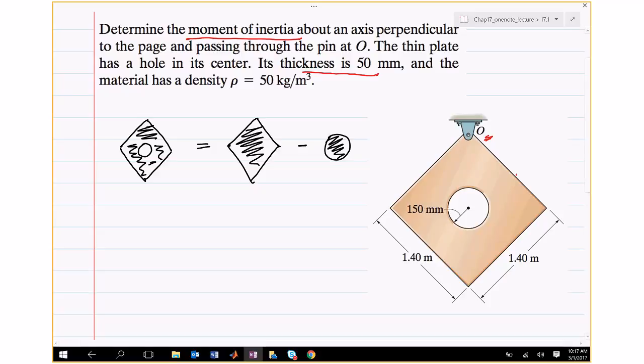Okay, so we are asked to find the inertia about O. So I'm going to draw O on all the figures. Let me call this 1 and this 2. So IO12 is equal to IO1 minus IO2. Okay, so all I need to do now is to find IO1 and IO2.